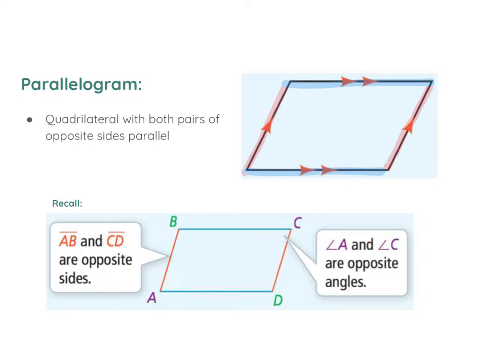The length of the sides don't quite matter. We'll get into what's specific about those, but the really important thing is that both pairs of opposite sides are parallel. Okay, and just recall that we talked about, right, what we mean by opposite sides and opposite angles. We talked about that in our last video in 6.1. So AB and CD are opposite sides. A and C are opposite angles. We're going to be using that a lot going forward, so just make sure you understand what that means.